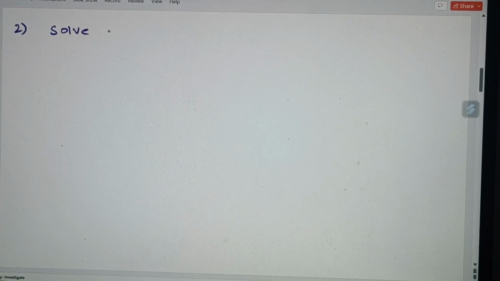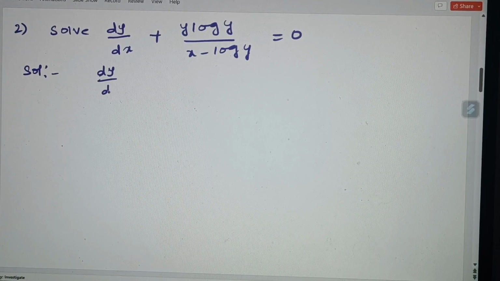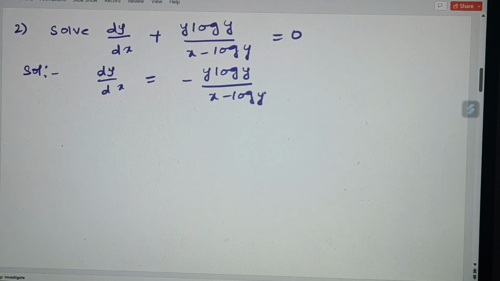Let us take the next sum: solve dy by dx plus y into (log y upon x minus log y) is equal to 0. How do we proceed? First step: dy by dx is equal to minus y log y upon, you can write it as, x minus log y. This is what is given.